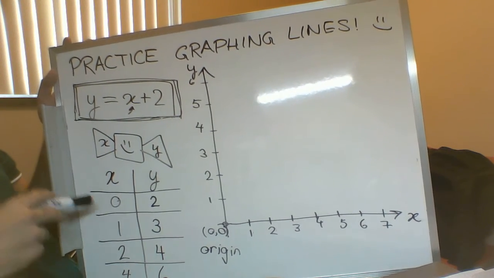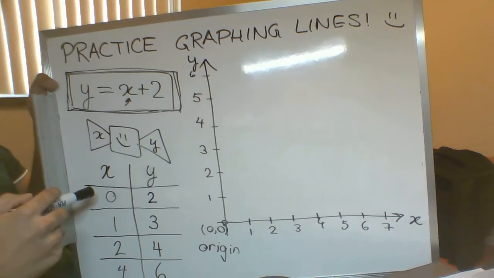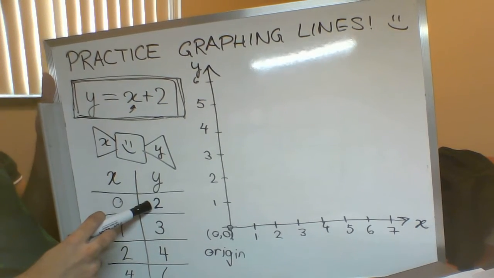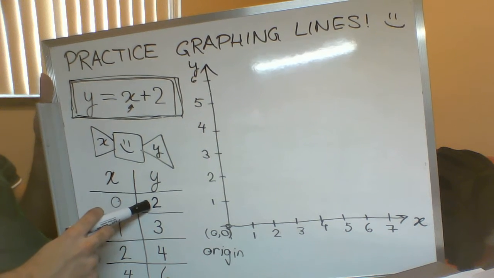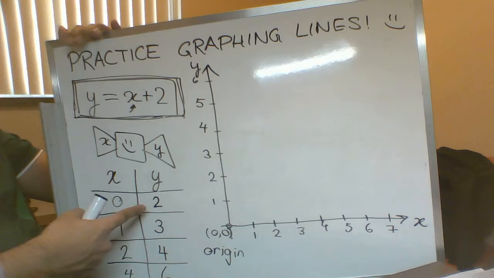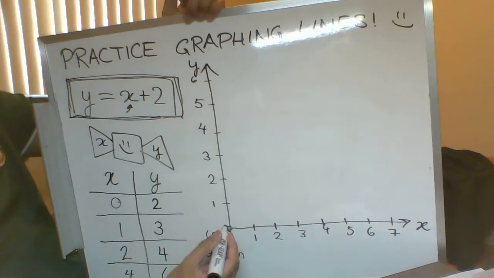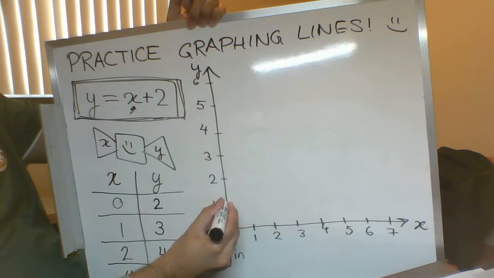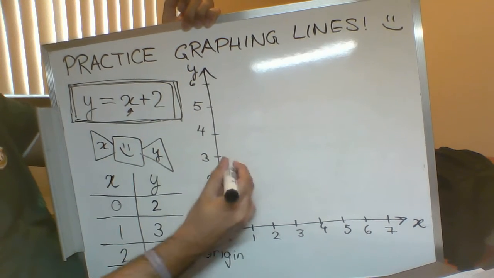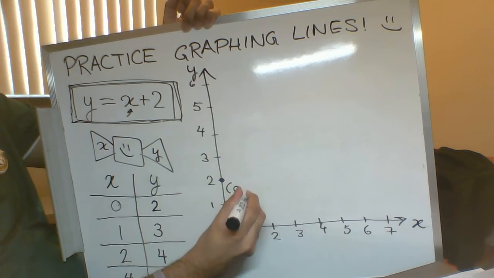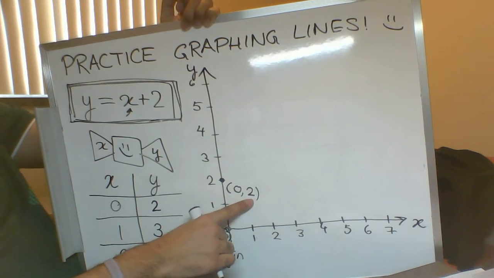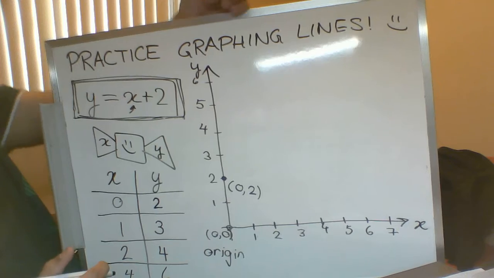So this x equals 0 is telling us we don't need to move left or right at all from the origin. But the y value is telling us we need to move up 2 units. Up because it's a positive number, and 2 because, well, the number is 2. So from our origin, we move up 2 units. We put our dot right there. And this is at the point 0, 2. Right? 0 because of the x value, 2 because of the y value.